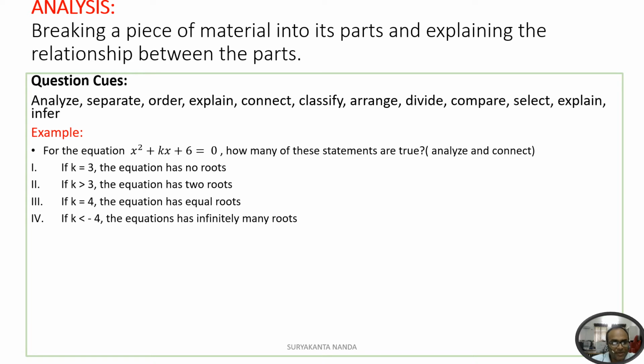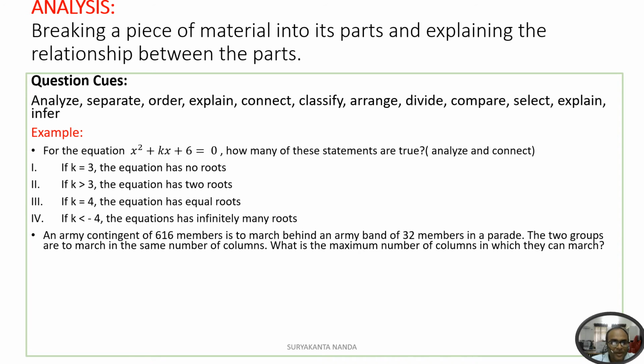If k is less than minus 4, the equation has infinitely many roots. The second example is like this. An army contingent of 616 members is to march behind an army band of 32 members in a parade. The two groups are to march in the same number of columns. What is the maximum number of columns in which they can march?